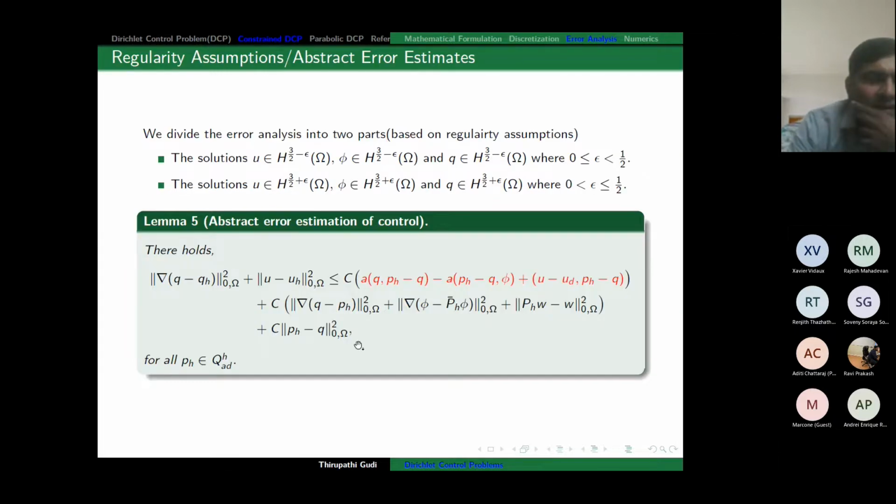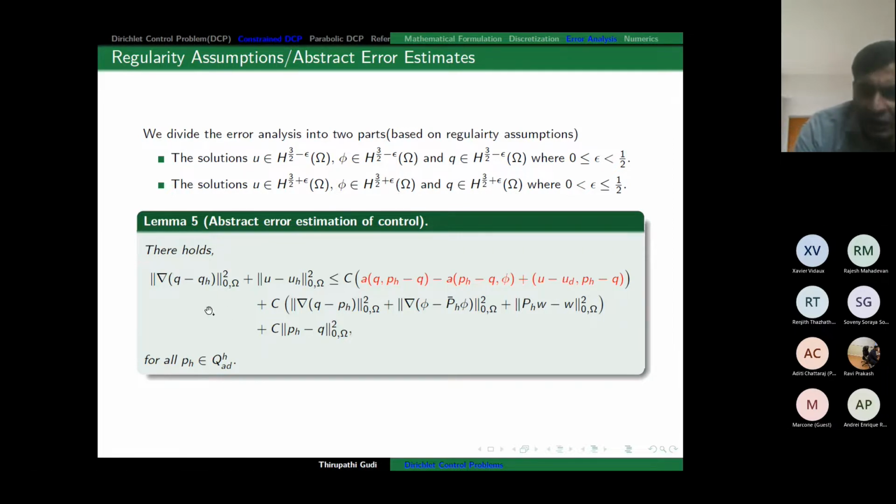Okay, so the error analysis is split into two parts. The solution we already know is in H1, but because it is a second order problem, it may have more regularity up to H2. So in the first case, we take 3/2 minus epsilon, where epsilon is between 0 and half, for all the quantities: U, phi, state, adjoint state, and control. And in the second part, we take 3/2 plus epsilon, epsilon again like this. So we cover everything up to H2. When epsilon is half, it becomes H2. When epsilon is 0, it is just H1. So two cases. The first case we'll discuss first, and then we discuss the second case.